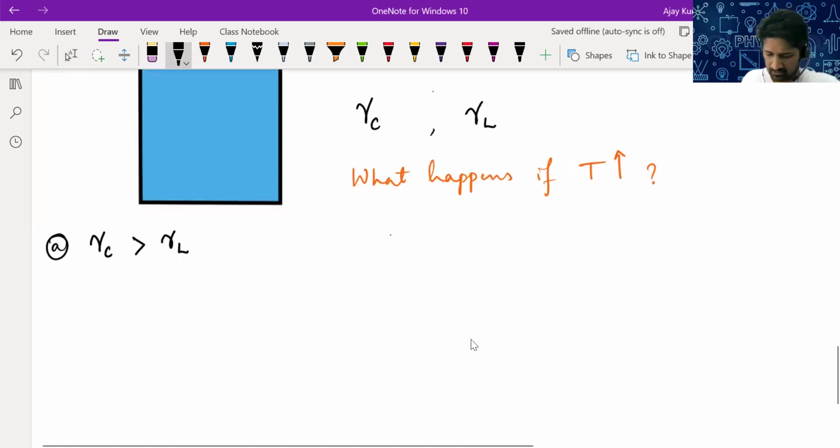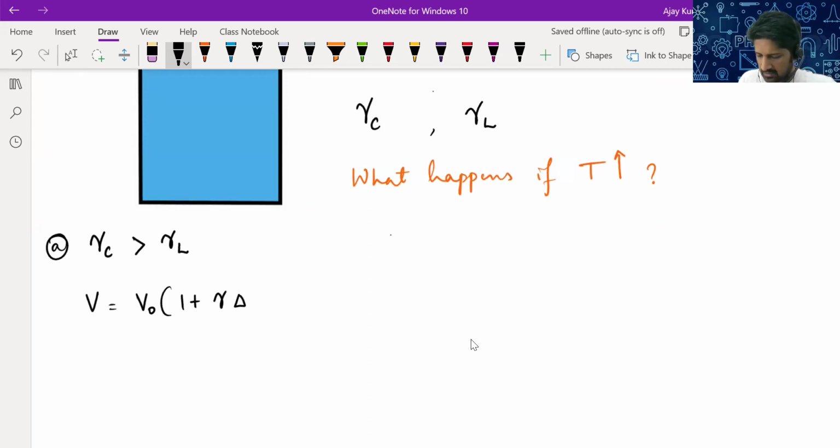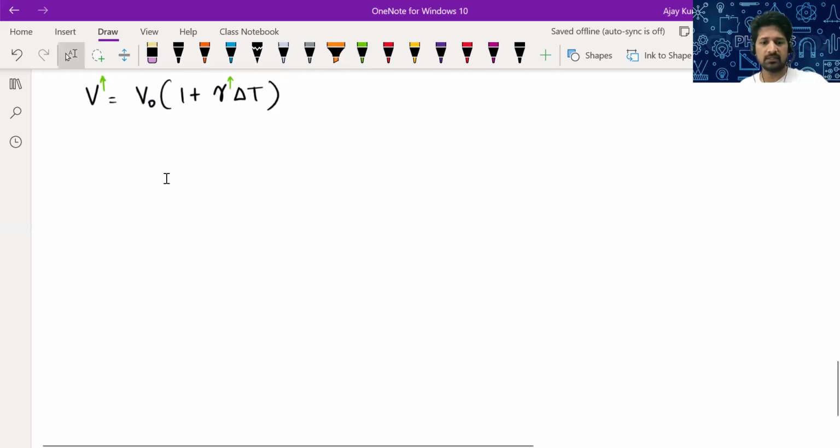So we know that final volume is initial volume into 1 plus gamma delta T. Initially, liquid and container were occupying approximately the same volume. But whichever has a higher gamma value will expand more. And we are taking the case where gamma of container is more than gamma of liquid. So the container expands more than the liquid. As a result, what will happen? You will see a gap in the container. So what happens is something like this.